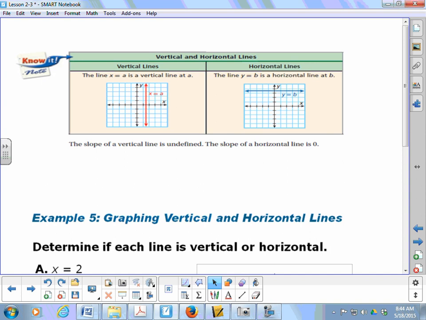Now here's the way I look at it. If it says x equals 5, that means that when x equals 5, y could be any number. It could be 5, 1, 5, 2, 5, 3, 5, 4. So I just think about that, and that means I'm going up. And so that means I draw a vertical line. If it's y equals, the y value stays the same, so I could have different x values.